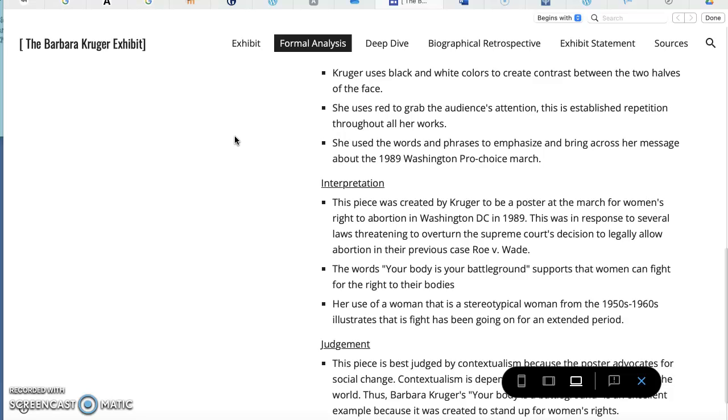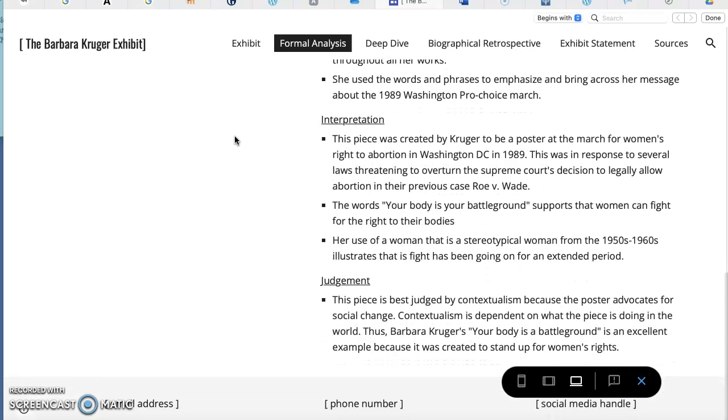Her use of a woman that is a stereotypical woman from the 1950s to 1960s illustrates that fight has been going on for an extended period of time. This piece is best judged by contextualism because the poster advocates for social change. Contextualism is dependent on what the piece is doing in the world.